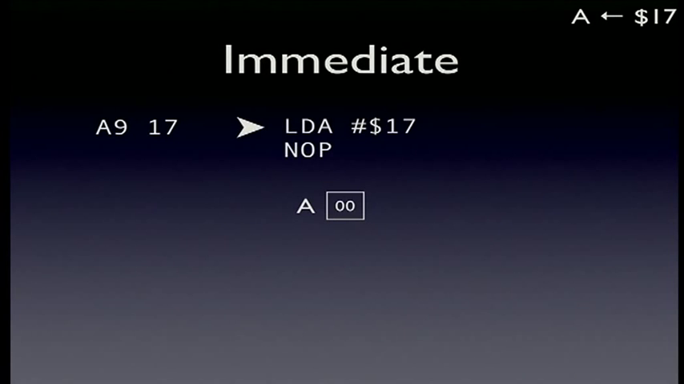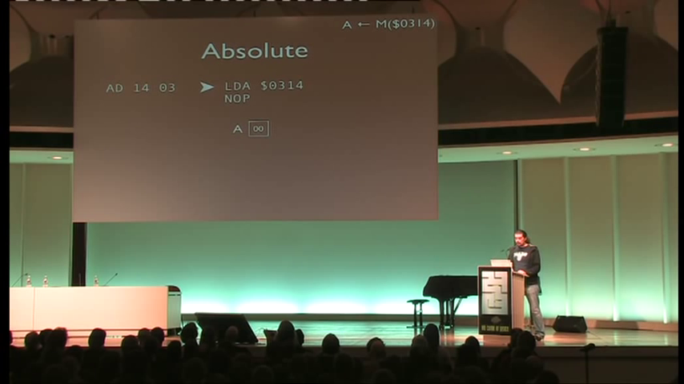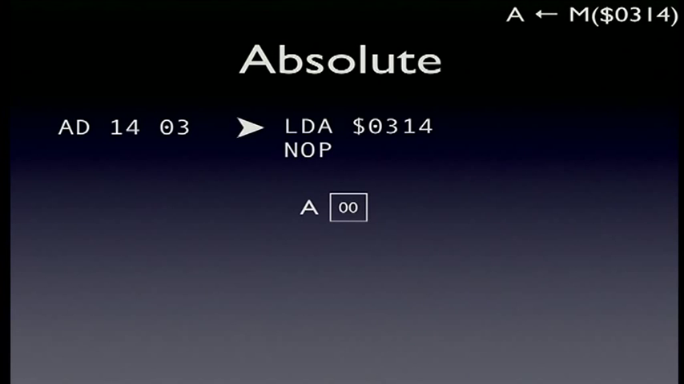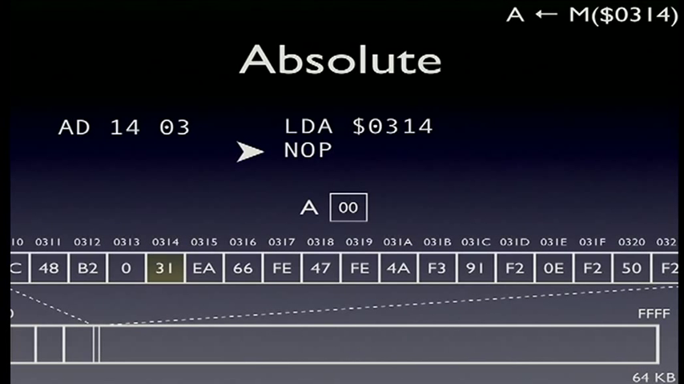So immediate addressing, you have the hash sign right there. You load a constant into the accumulator, in this case LDA, load A. So if we do that, we have the constant 17 in A. Absolute addressing means you have a 16-bit operand there. If you load from 314, we look up in memory at address 314, what we get is a 31, and we have a 31 in A.